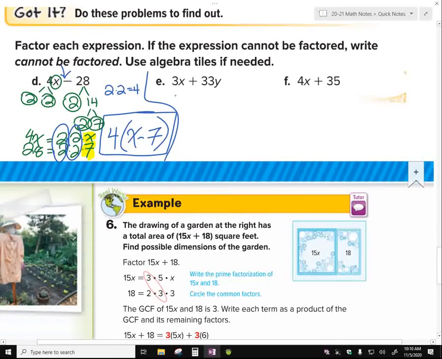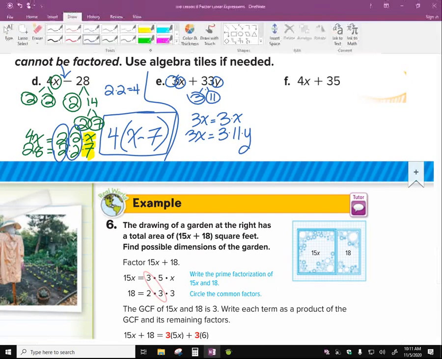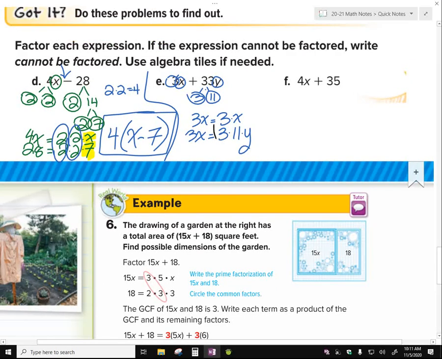Next one. That one's already worked out. 3x and 11y. 3x is 3 times x. 11y is 11 times y. I have a common factor of just a 3. So that means that 3 is going to be on the outside of the parentheses. It's going to be 3 times, I have an x left over, my operation is addition, 11y. I'm not going to box that one in because it's getting too congested.